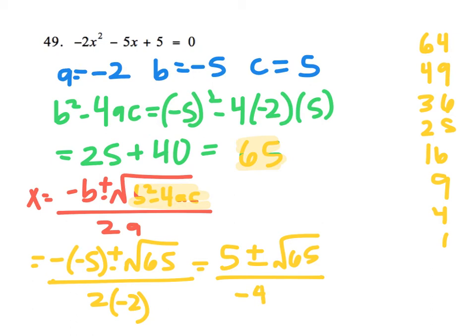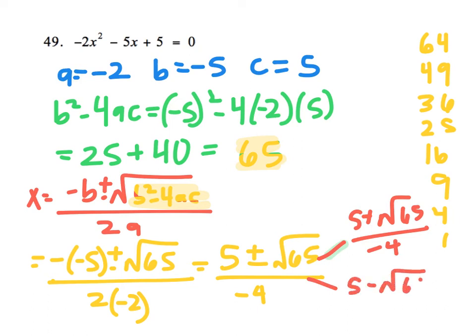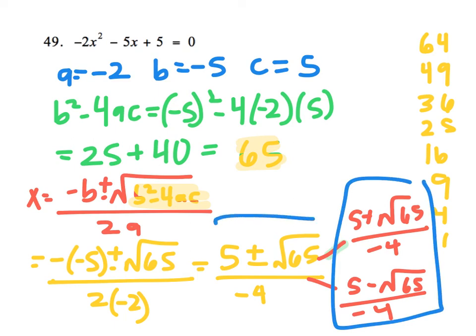Now, you can leave this as your answer. That's an option. Or you could write it as, let's use an actual pen, 5 plus the square root of 65 over -4, or 5 minus the square root of 65 over -4. Again, I don't know which one your wonderful final is going to do, but these would both work. This would work on its own. Either option will do.